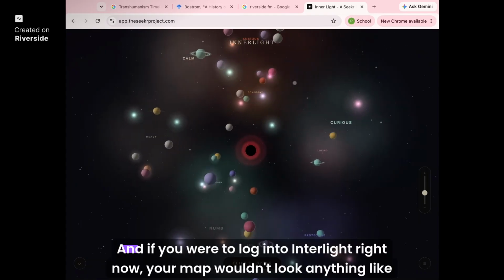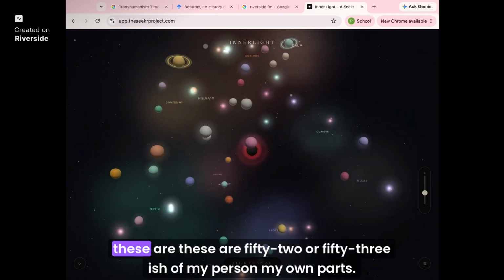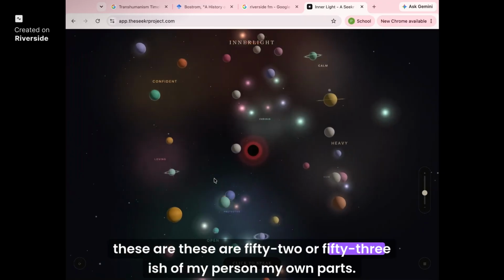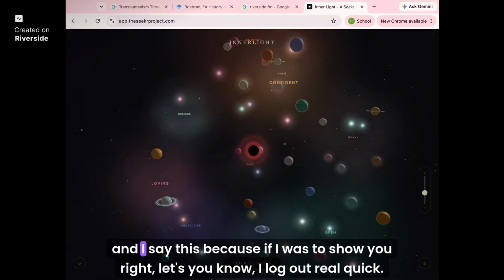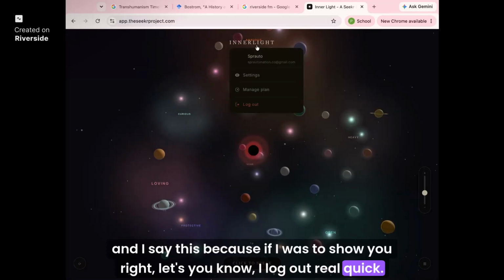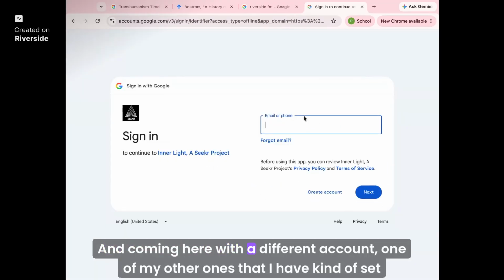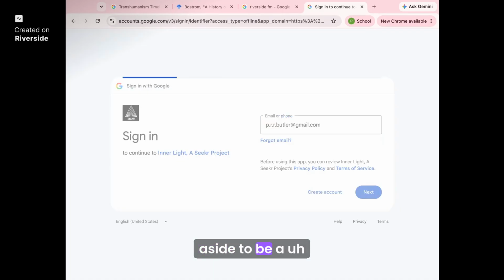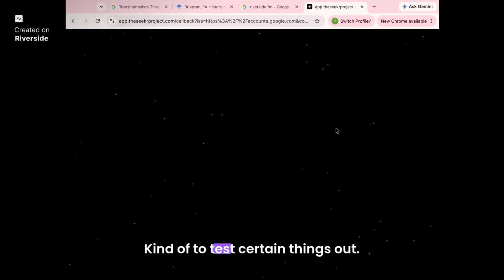So this is my map. And if you were to log into InnerLight right now, your map wouldn't look anything like this. These are 52 or 53-ish of my own parts. And I say this because if I log out real quick and come here with a different account, one of my other ones that I have set aside to be a much newer version on purpose, kind of to test certain things out.